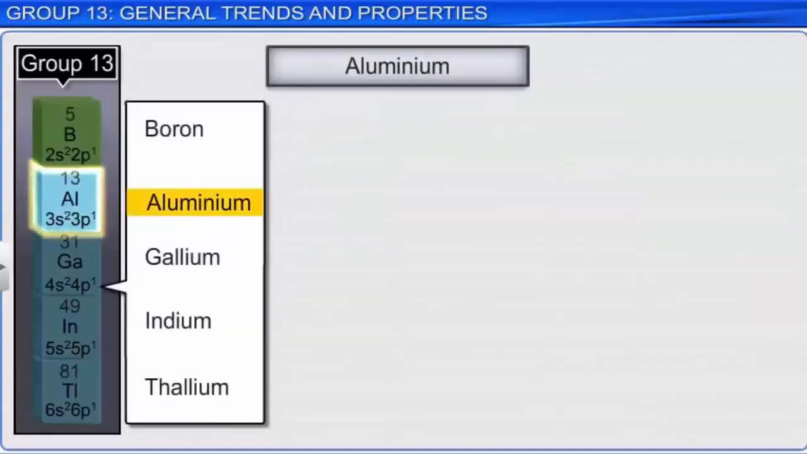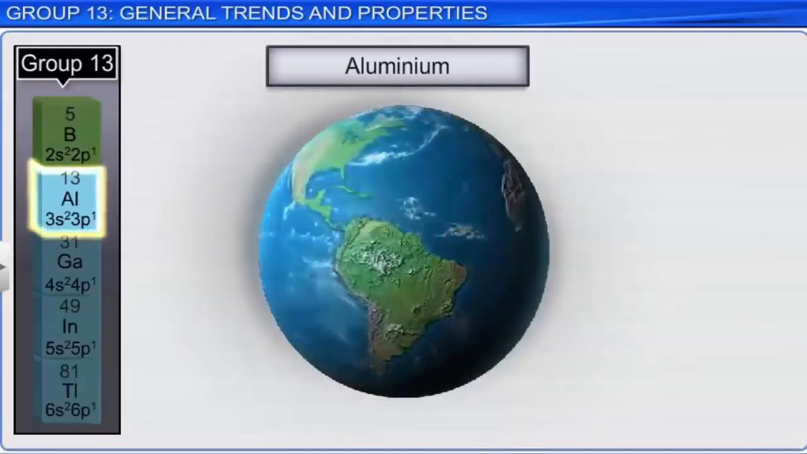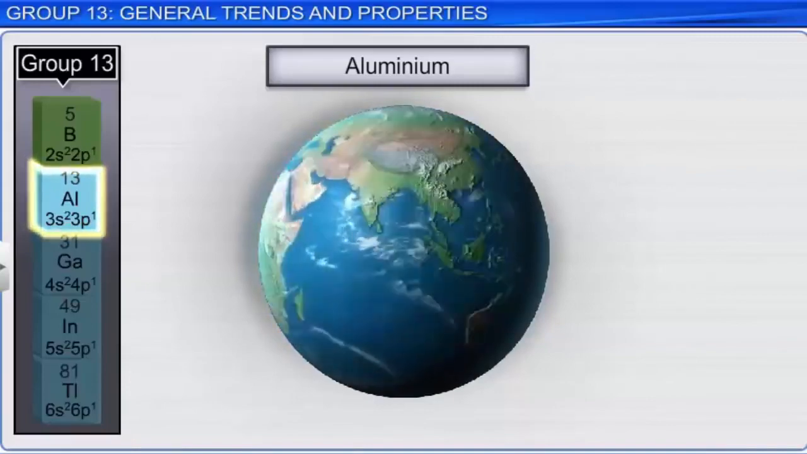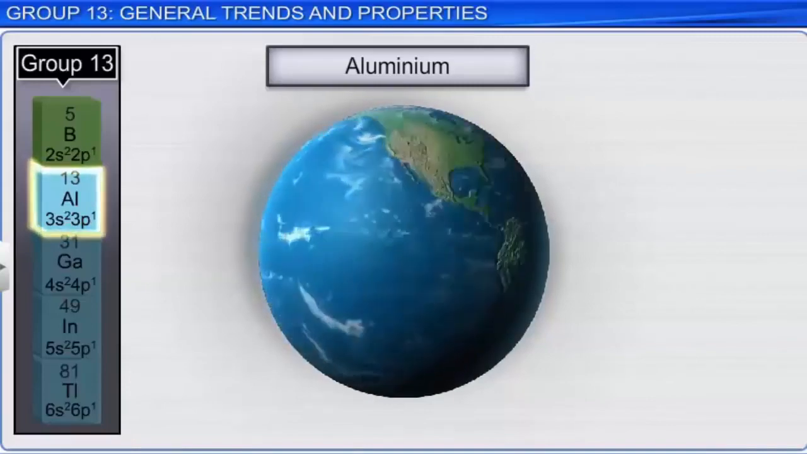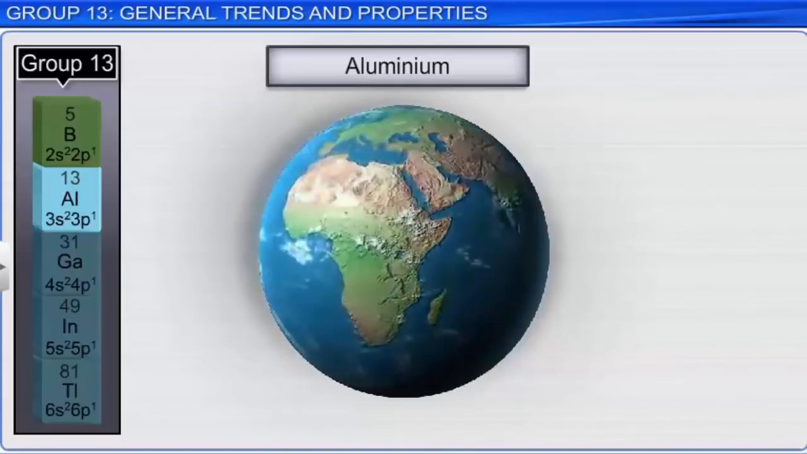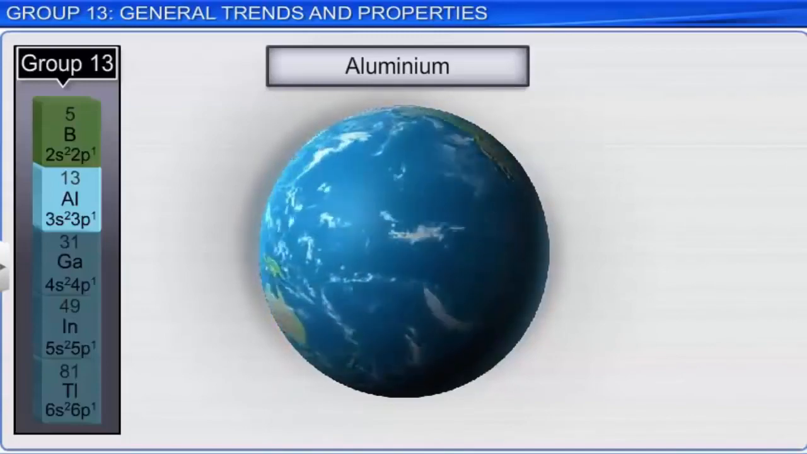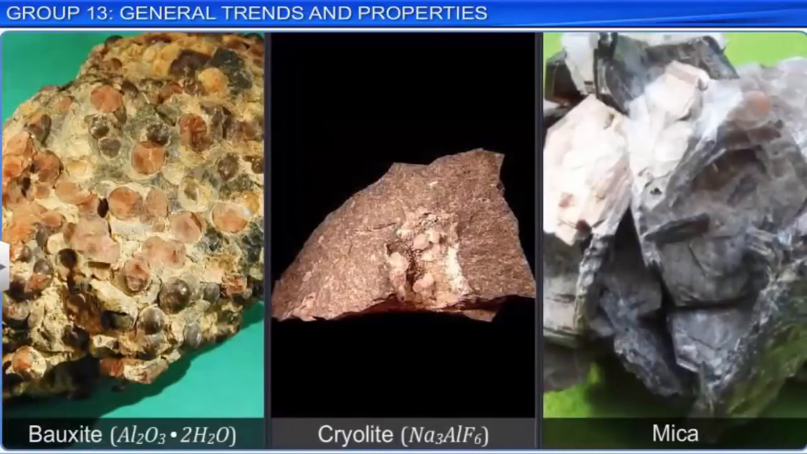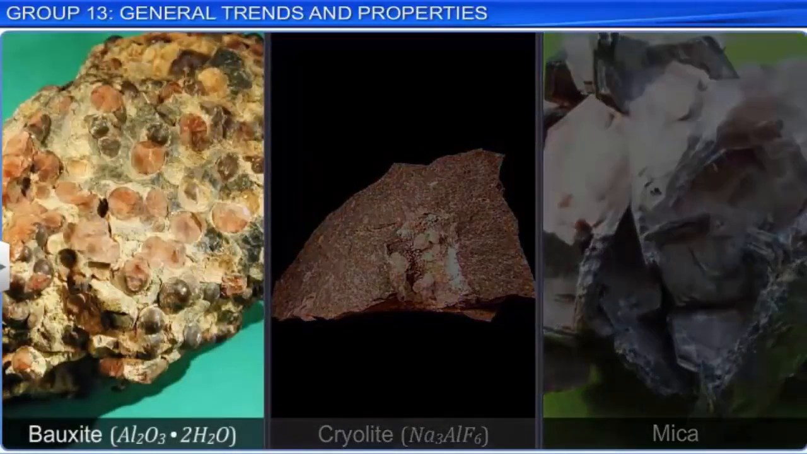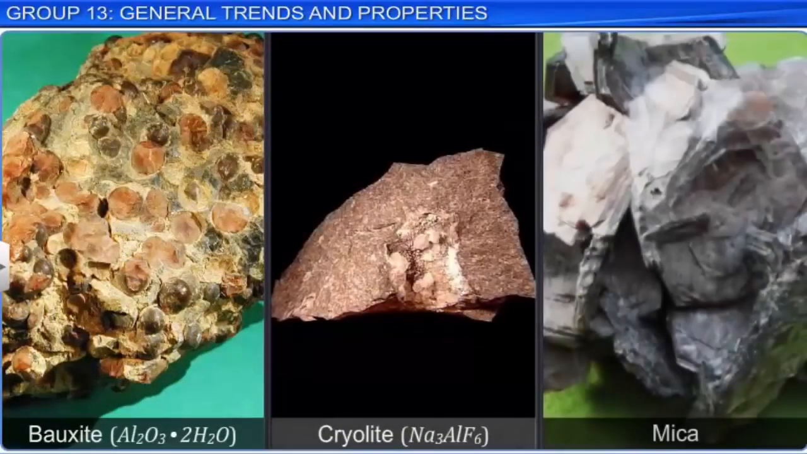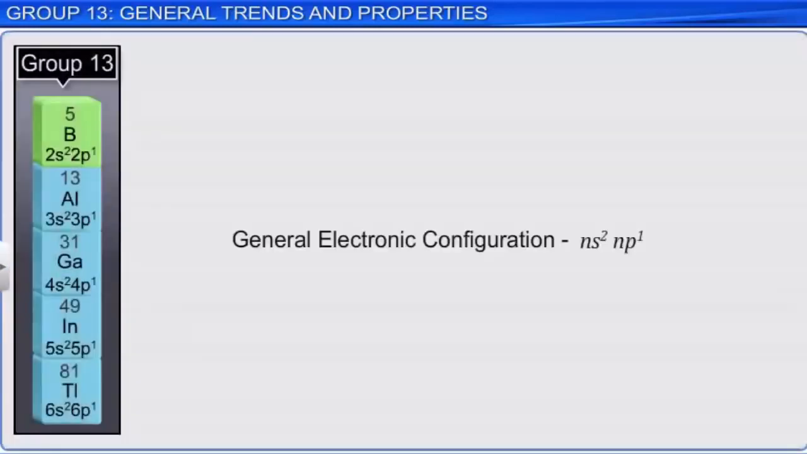Aluminium is a metal, although it has many chemical similarities with boron. It is the third most abundant element and the most abundant metal in the Earth's crust, contributing 8.3% by mass. Important minerals of aluminium include bauxite, cryolite, and mica.